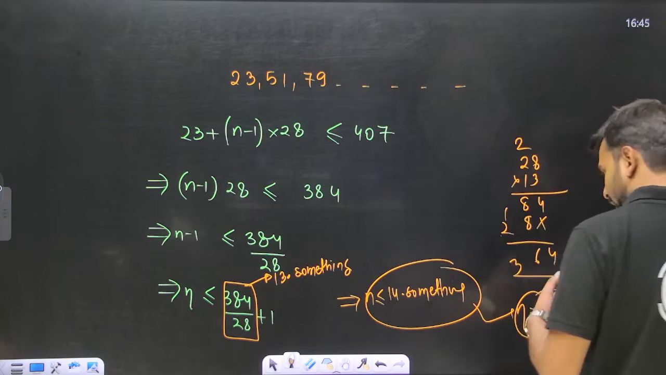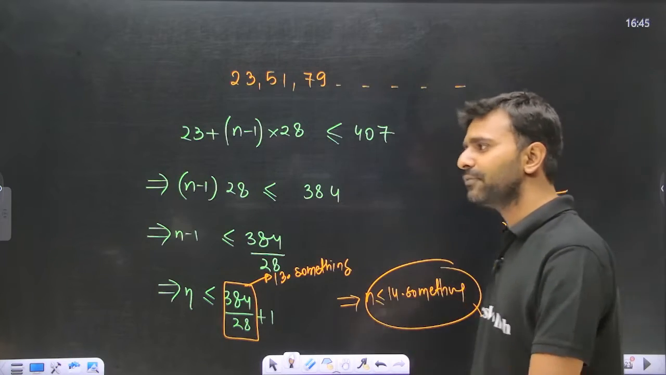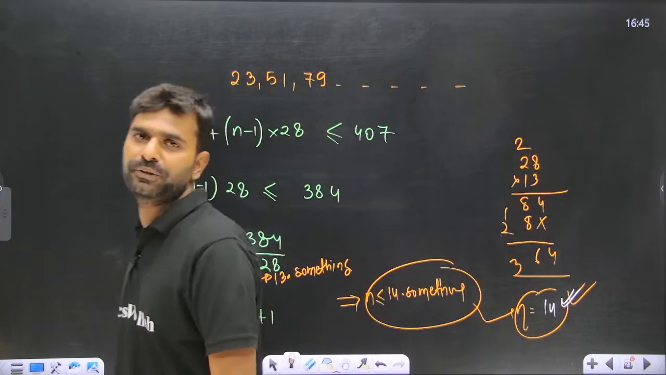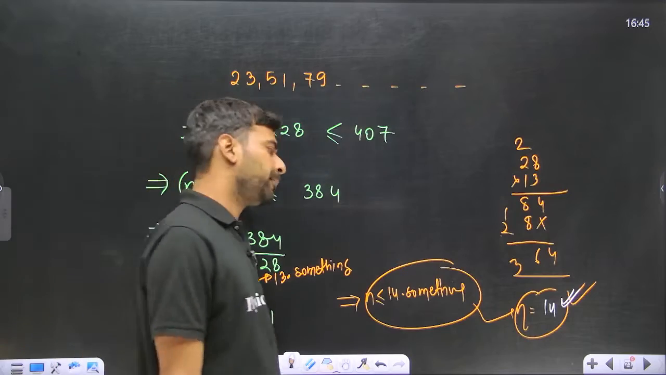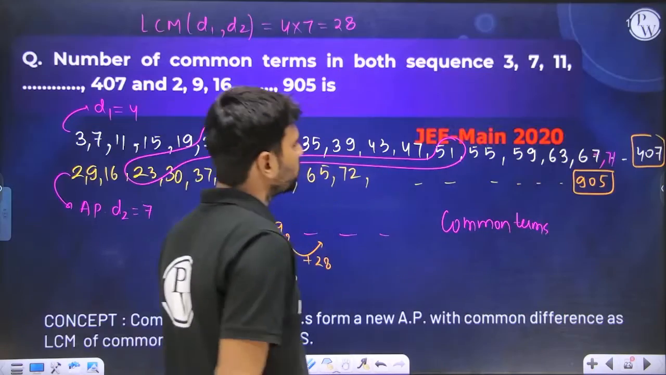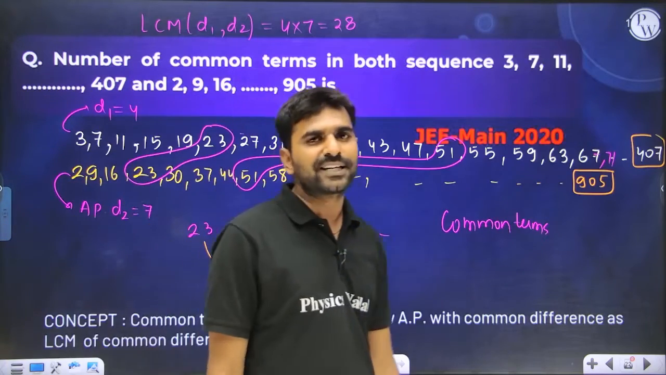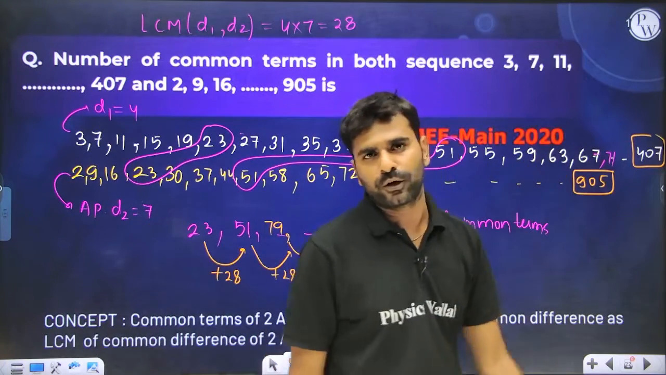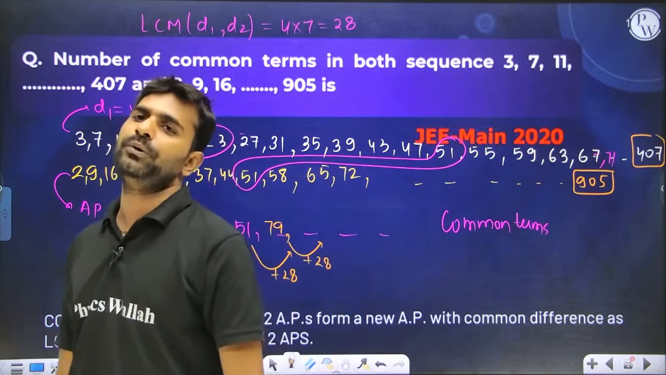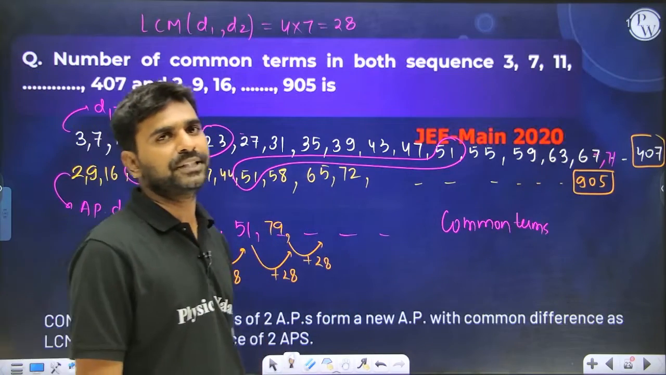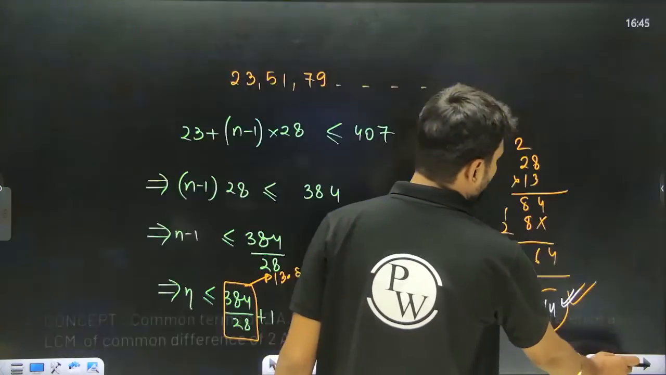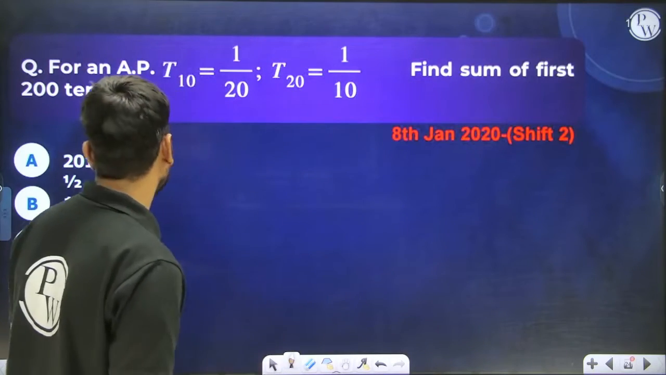So ultimately the number has to be lesser than 407, so in that case it is going to be the 14th term only. I hope you people understood this particular problem. These two APs will have 14 terms in common, because the first AP is going till 407 only, so the last common term in these two APs has to be less than or equal to 407 only.